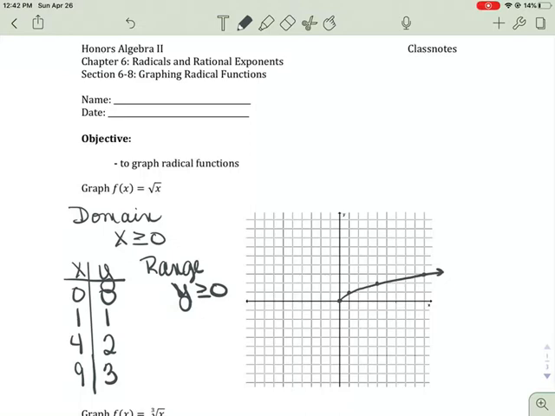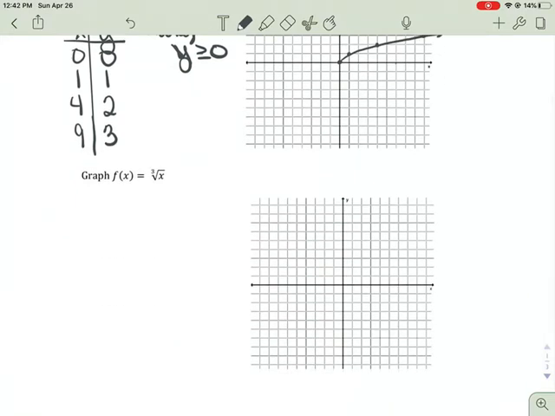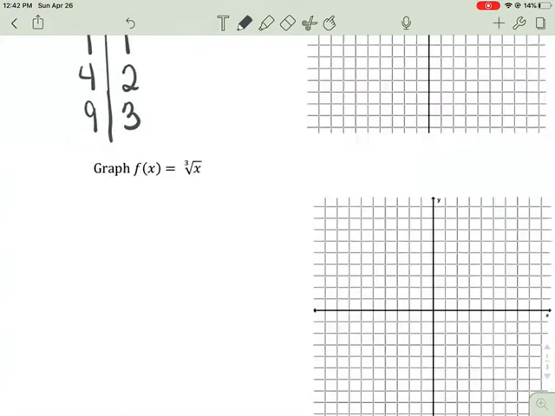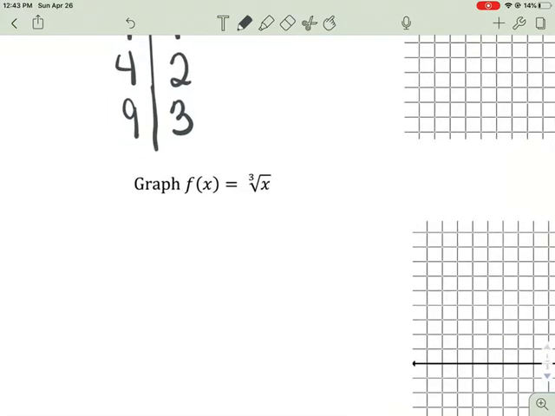Notice it's a positive square root, so I'm not doing any negative solutions, and it won't be a function if I do negatives. All right, the other radical that we're going to work on is cube roots. Okay, so keep in mind that cube roots, we can take cube roots of negative numbers, like the cube root of -8 is -2. So we are going to be able to have all real numbers as our domain.